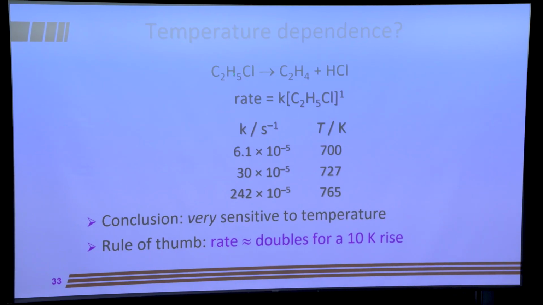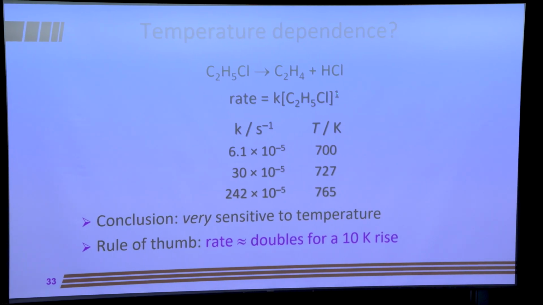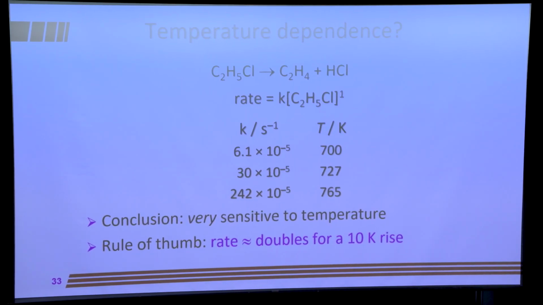We can track any one of the three species, but let's just say we track the reactant. We determined that it was first order. How did we do that? We measured the concentration of C2H5Cl as a function of time, and then we plotted log of the concentration as a function of time. We got a straight line, the slope of which was minus the rate constant.